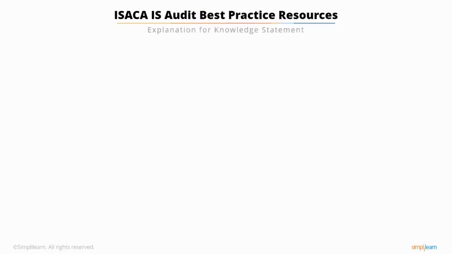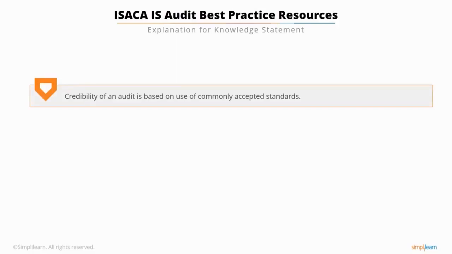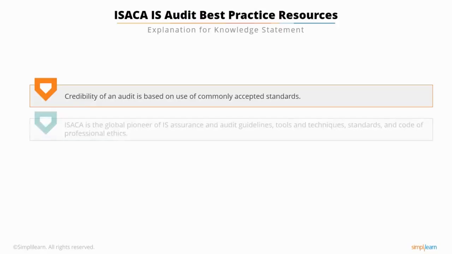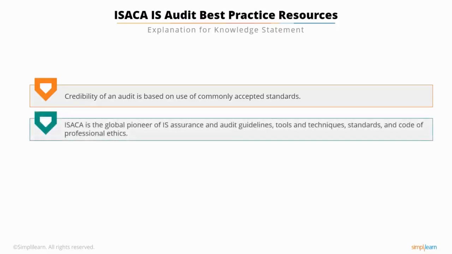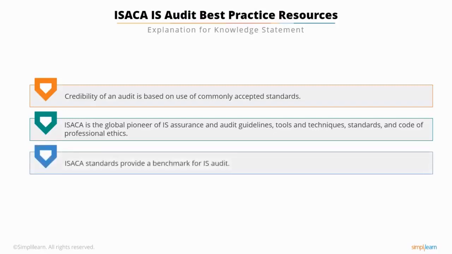There's an explanation for this knowledge statement. First and foremost, the credibility of any audit is based, at least in part, on the use of commonly accepted standards. It just so happens that CISA is a global pioneer of IS assurance and audit guidelines, tools and techniques, standards, and has a comprehensive code of professional ethics. CISA standards provide you with a benchmark for any information systems audit.